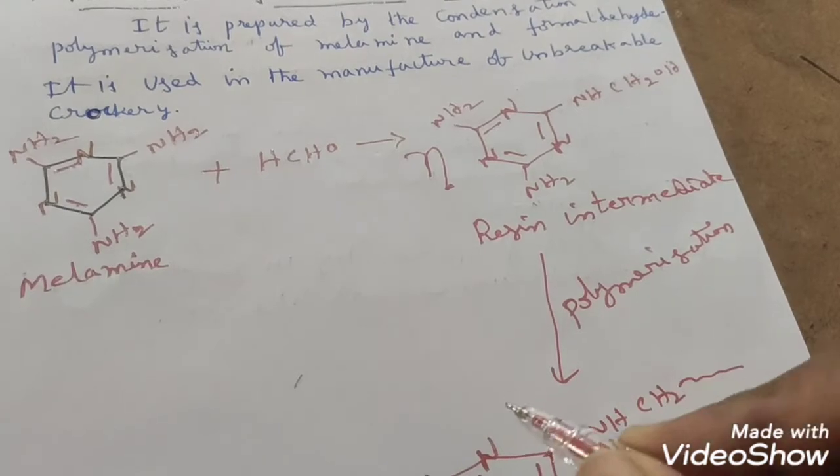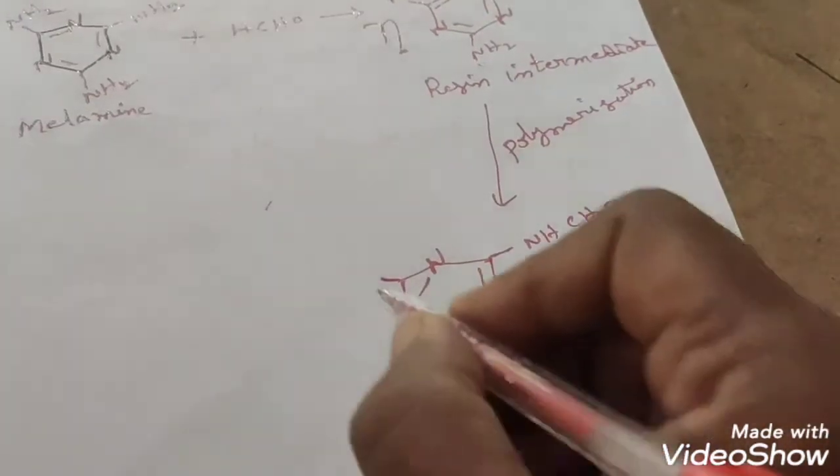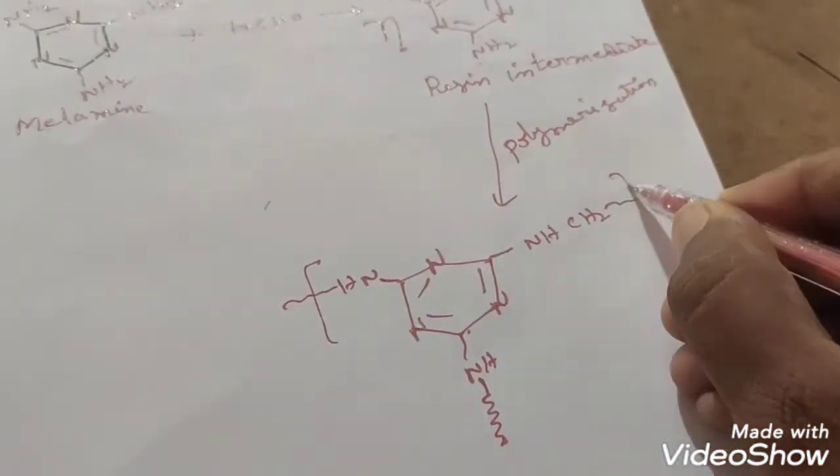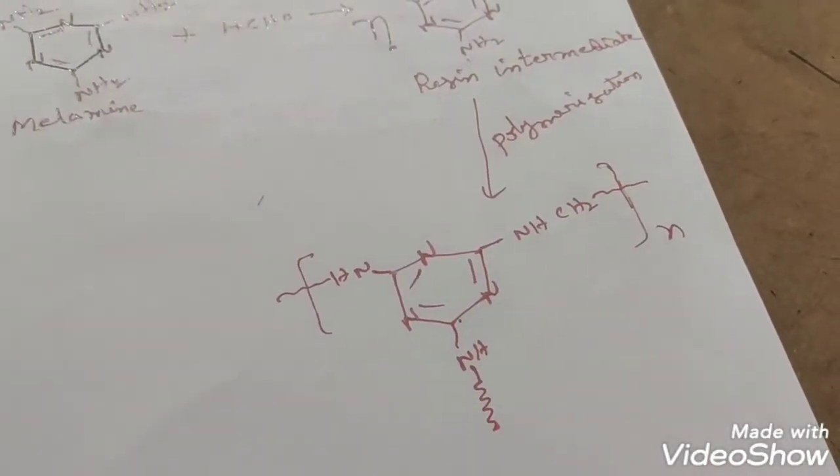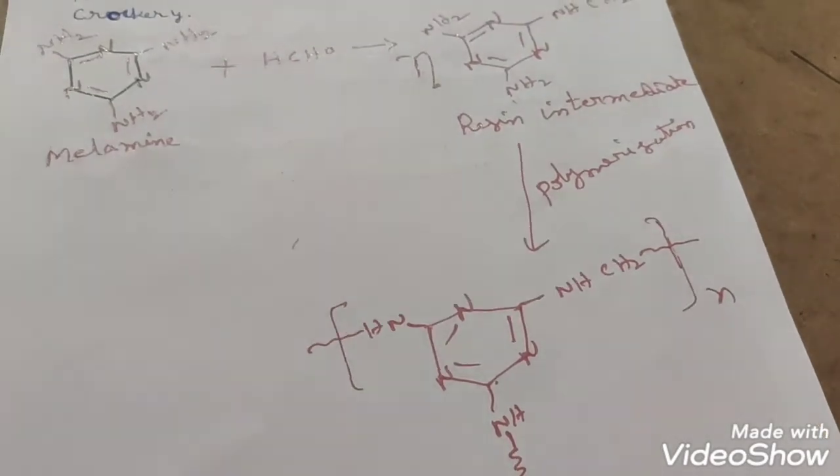Here also, same as it is. NH. That continuation part I am keeping as it is, like this. This will take place n times. So how will this reaction take place? You may ask a question here. Very simple, students. So let us see the explanation part now.